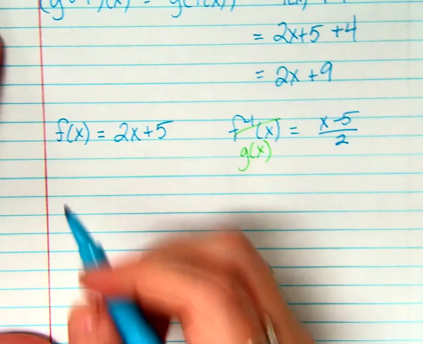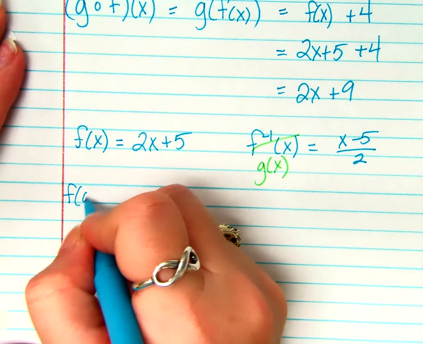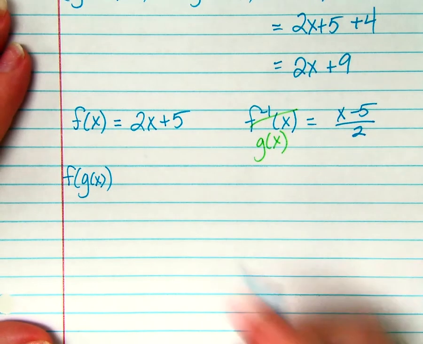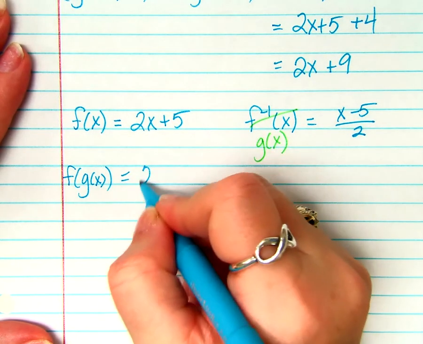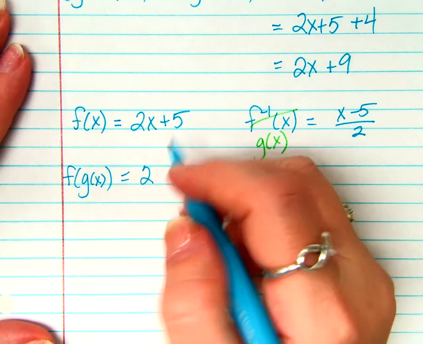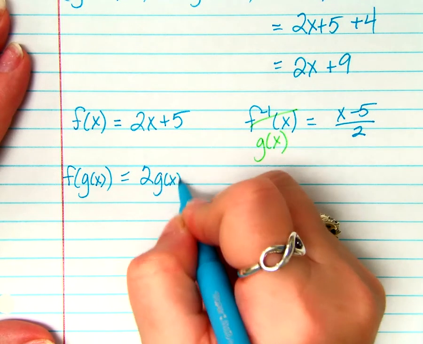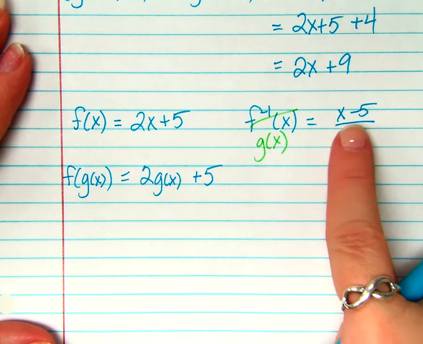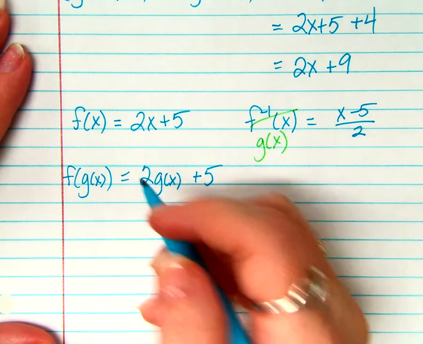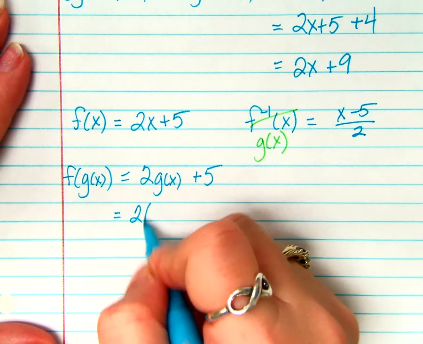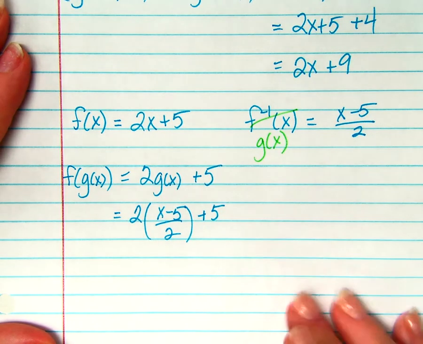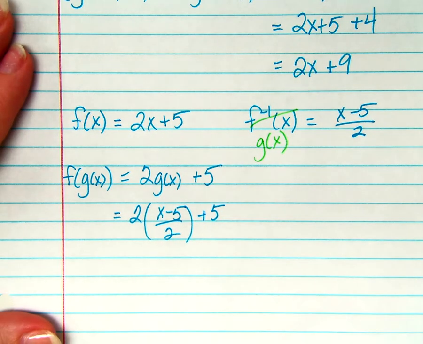Okay? So I want to do f of g of x with these two functions right here. So I'm going to start with f. I'm going to write 2. I'm not going to write x. What am I going to write? G of x plus 5. But I know g of x. It is x minus 5 over 2. So 2 times x minus 5 over 2 plus 5. How do I simplify that?